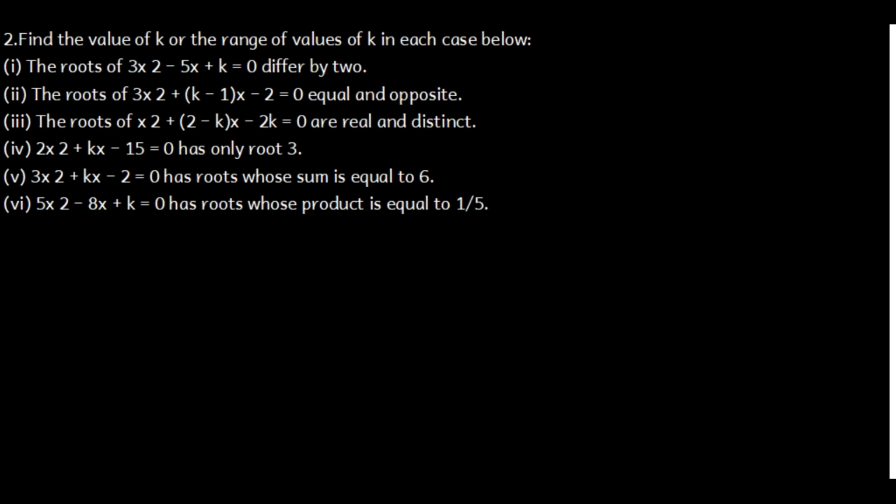Alright, for the third one, we've been given that the roots of the equation x squared plus 2 minus k x minus 2k is equal to 0.